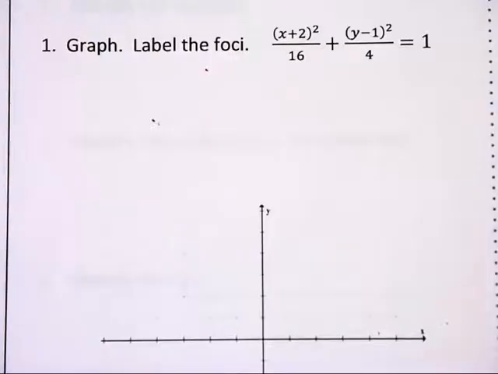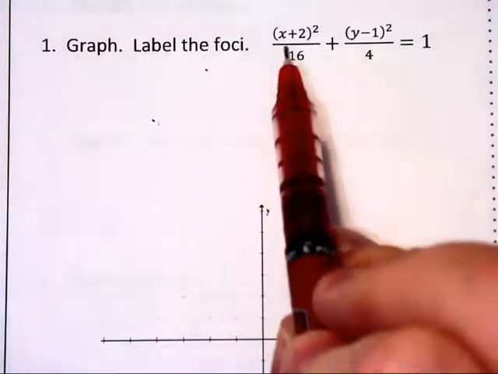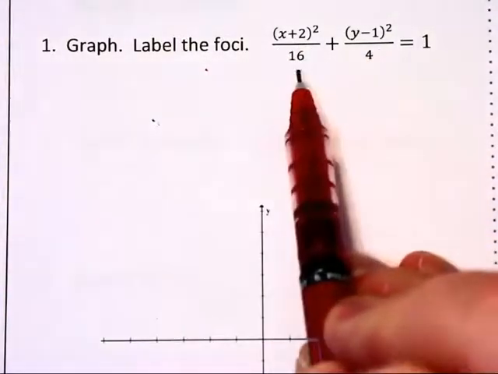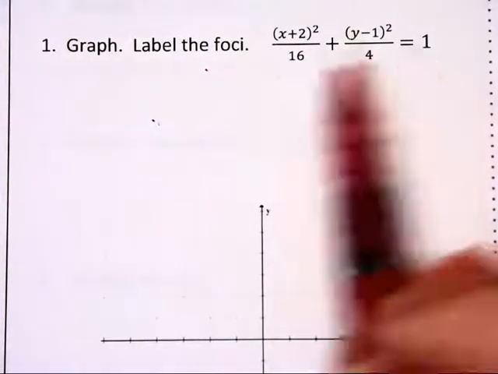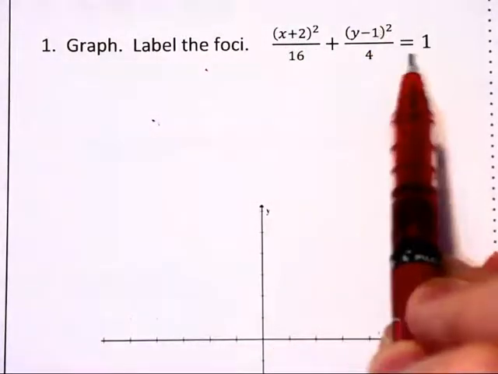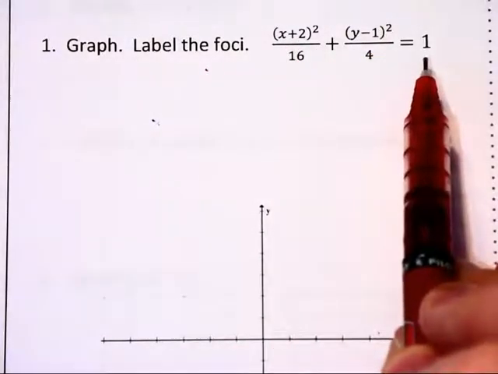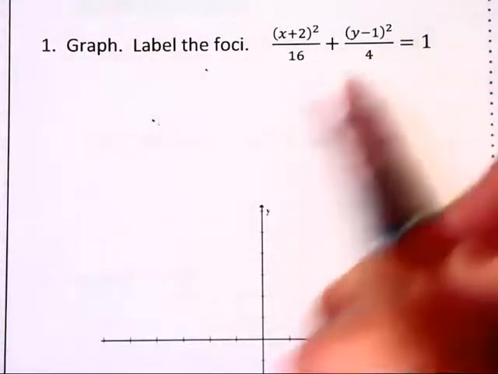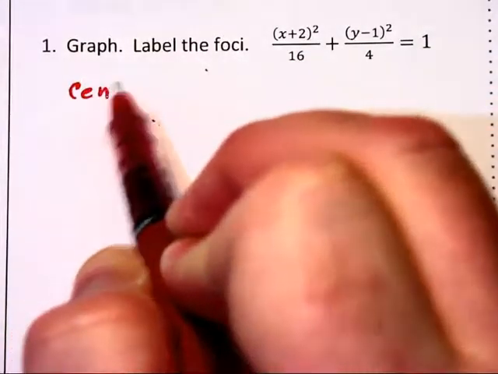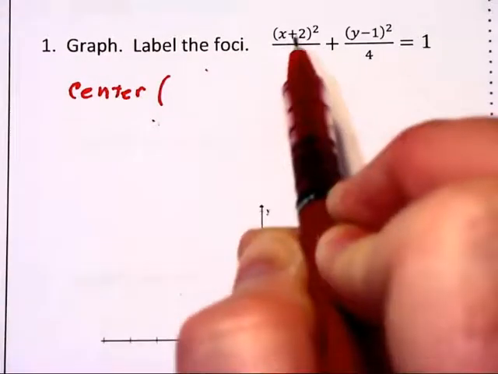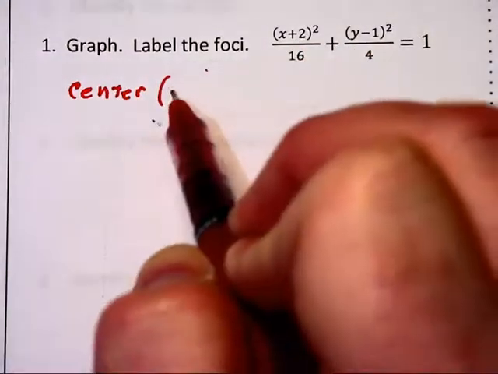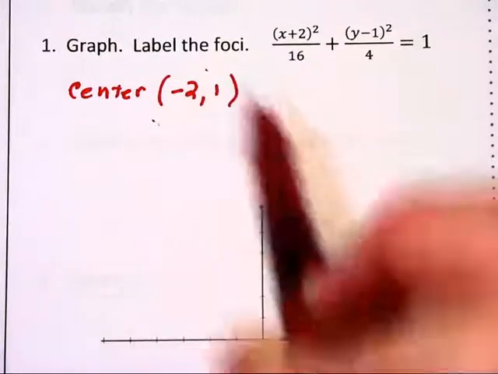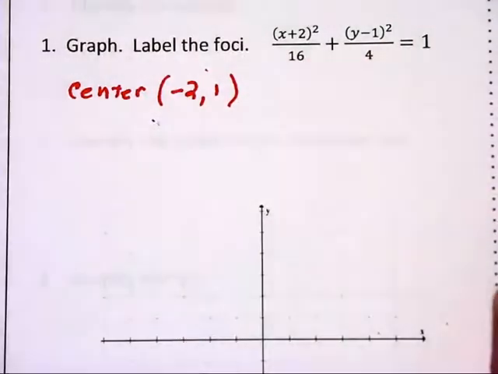Now let's move on and do our first actual ellipse problem. We can look at this and see that it's got fraction plus fraction equals 1. We've got x squared plus y squared equals 1, and that tells us it is an ellipse. Now, we want to first identify the center, and I'm going to write it over here. The center is located at (-2, 1). We get that by changing the signs of the values within those parentheses.